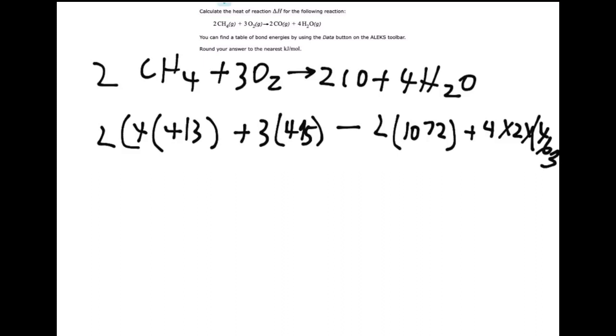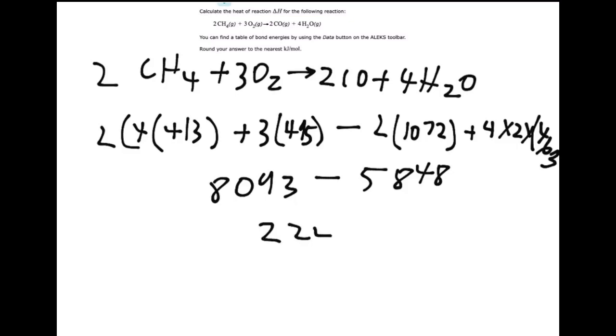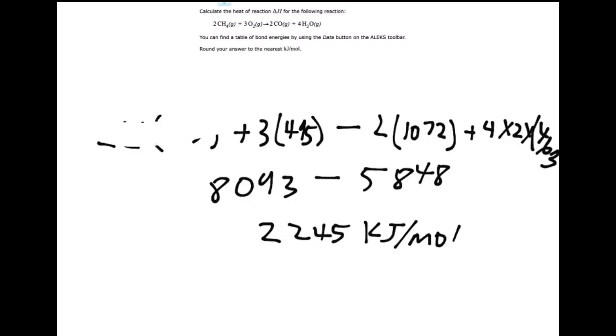Okay, so let's do our math here. If we complete the left side, we'll find that it equals 8,093. The right side equals 5,848. And the summation, or the combination of these two numbers, ends up being 2,245 kilojoules per mole. And that's it for this problem. Alright, now I'm going to erase this problem, and we are going to begin the next problem.